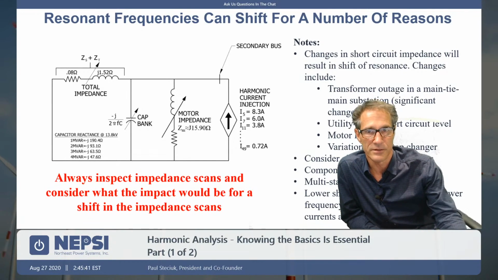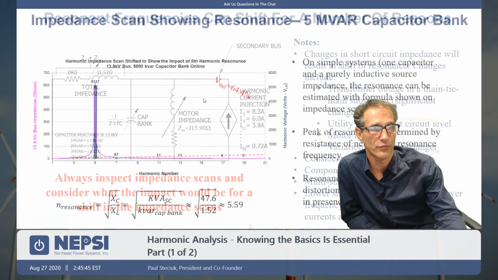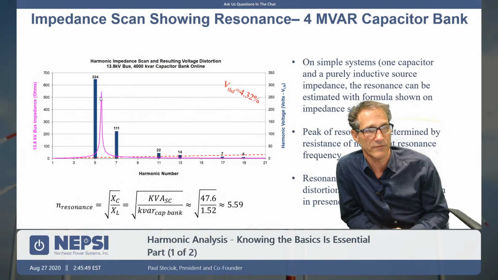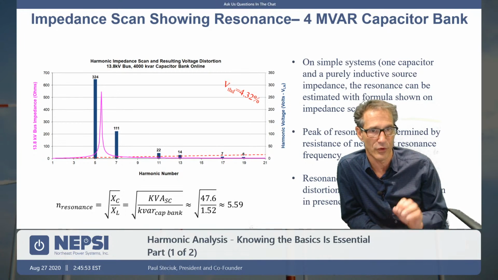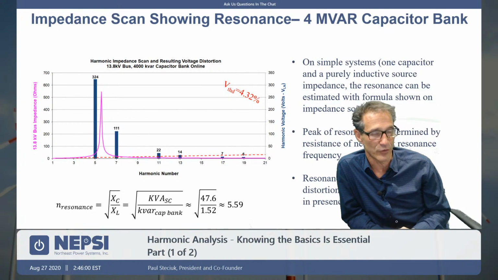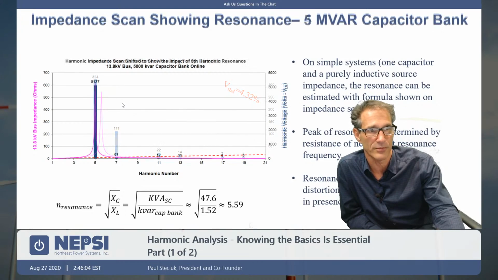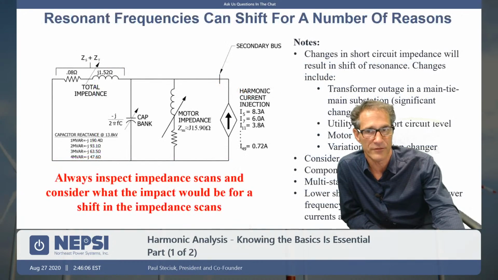Is this acceptable, and how much risk does somebody want to take? When you calculate a resonance at 5.59 here, in my opinion, you're in a zone where you're taking a large risk. And if you purchase a capacitor bank for a system like this and you do have resonance, there's a good chance you got problems. So resonance is definitely an issue.